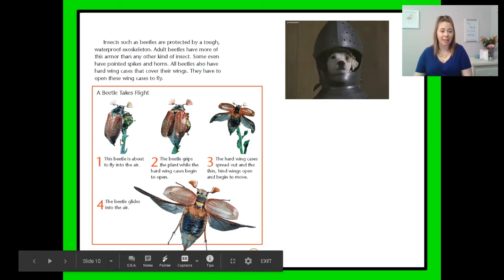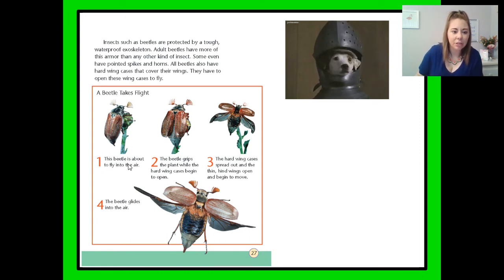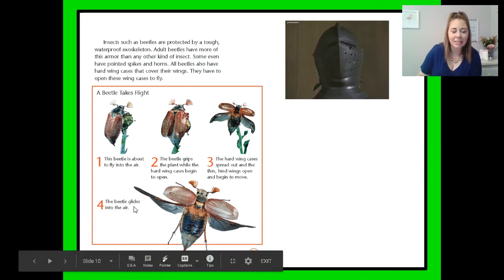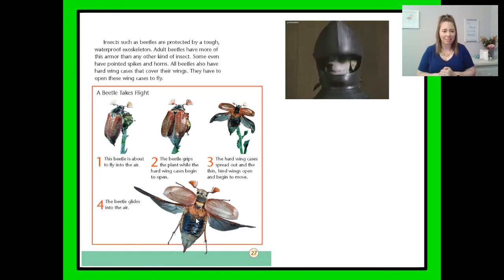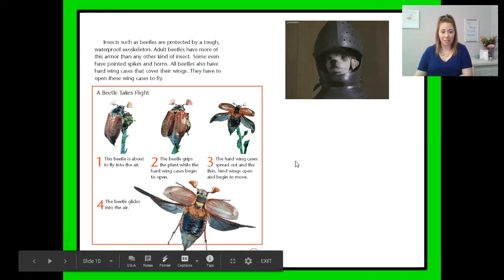It says a beetle takes flight. Number one, the beetle is about to fly into the air. Number two, the beetle grips the plant while the hard wing cases begin to open. So now we can see these cases are starting to open a bit. Number three, the hard wing cases spread out and the thin hind wings open and begin to move. And number four, the beetle glides into the air. So now he's able to fly. Guys, all this bug talk is making me squirm.